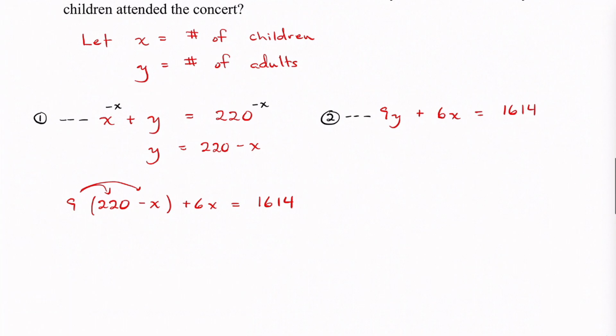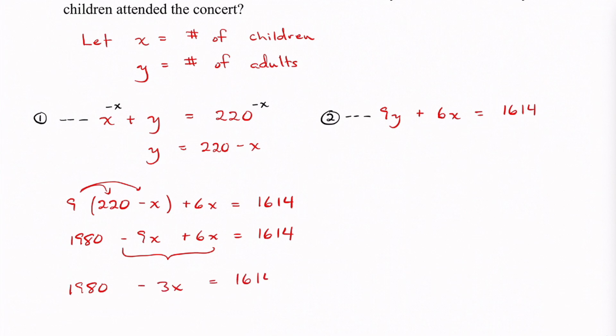So we're going to distribute first into our brackets. So we're going to have 9 times 220, that is 1,980. And then we had 9 times minus x, that's minus 9x. And then plus 6x equals 1,614. So these x's I can put together. I'll just leave the 1,980. So minus 9x plus 6x, that is minus 3x equals 1,614.